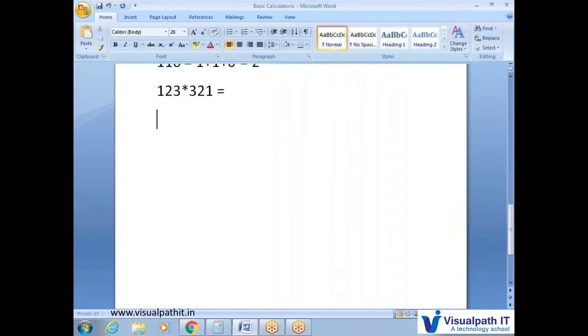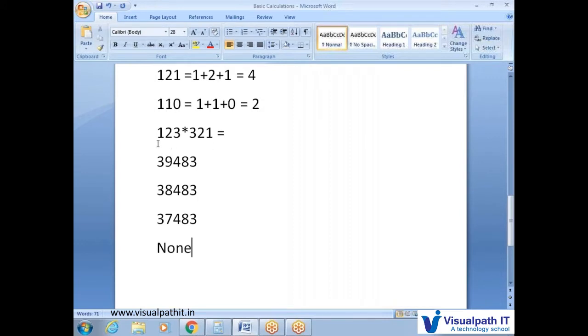So here option A is 39483. Clear? Next option 38483, one more option 37483. Clear? And the last option, none of these. You have three-digit numbers, so choosing 123 into 321. Compulsorily in CRT you have four options, multiple choice questions. Clear? So no doubt at all, 99.99% you use the digital root method in this type of question. So what is the number? 123 into 321, which means three-digit numbers.